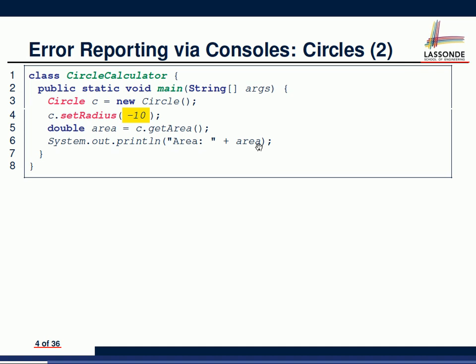Now, can you anticipate, can you imagine that things might go very wrong? Not really wrong, something might go very strange at the runtime. What's going to happen at the runtime?